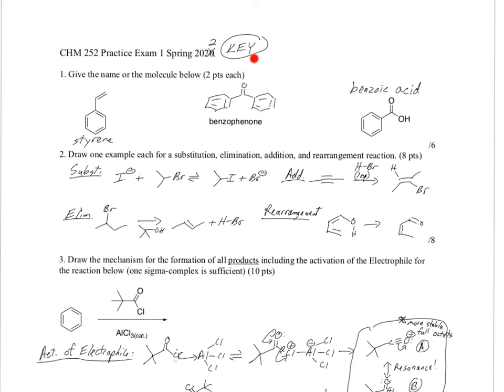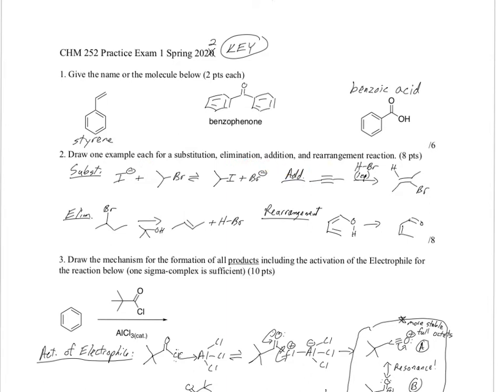All right, taking a look at the practice exam from spring 2022. A couple of things here: give the name of the molecule below. A couple of the aromatic things we need to know. This was styrene, benzophenone, benzoic acid. Make sure we know how to do those. Draw one example each: substitution, elimination, addition, rearrangement.